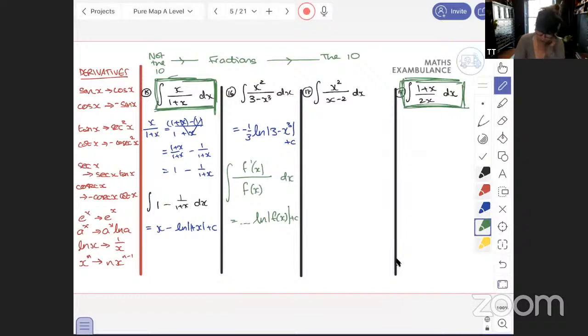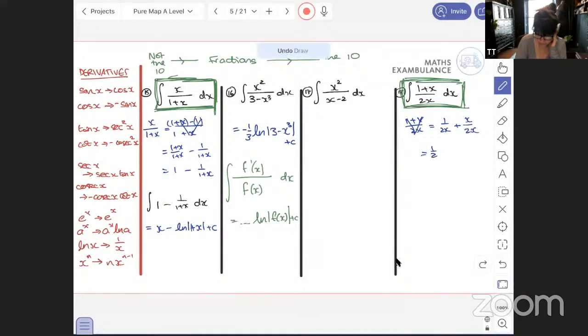And with this one, what I can do is write 1 plus x all over 2x as 1 over 2x plus x over 2x, because it's that nice V shape. And then that's 1/2 x to the minus 1. Maybe I'll just leave it as 1 over 2x actually. Add a half. Okay. So what am I doing now? Am I doing integration? No, I just did algebra there. Fiddly, fiddly algebra.